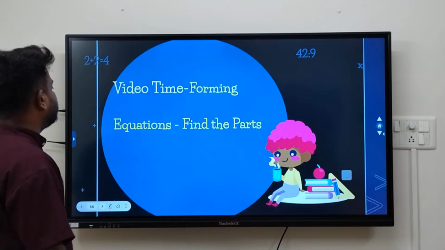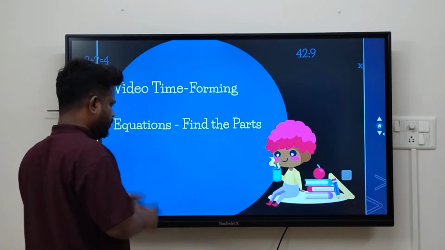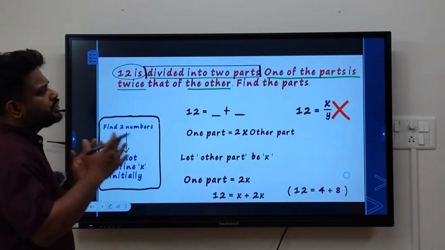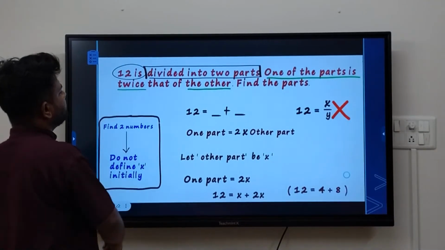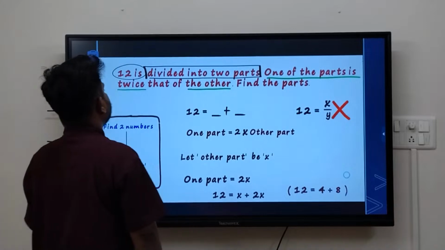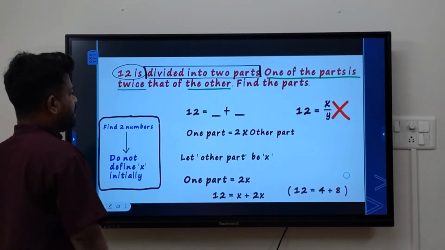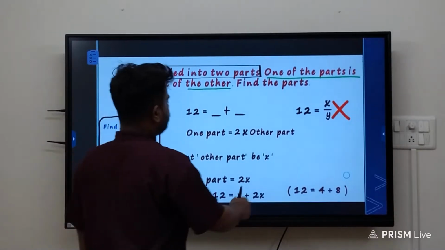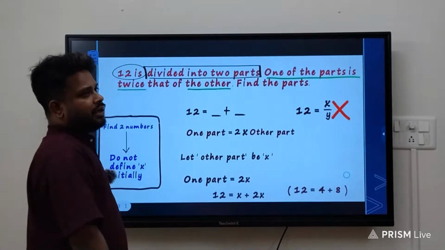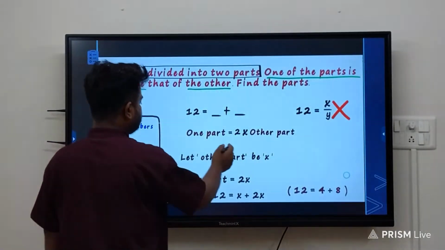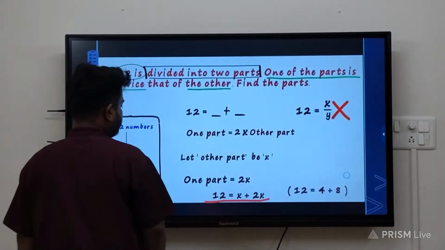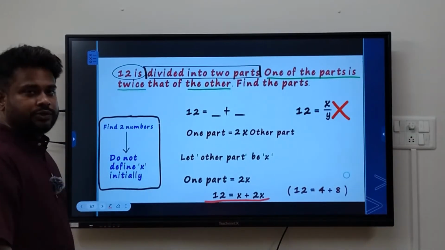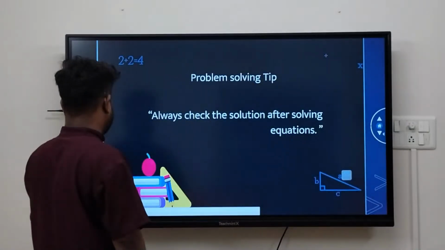Okay, video, forming equations, find the parts. Okay, so I am not playing the video here, but the video's content will be like this. If 12 is divided into two parts, one of the parts is twice that of the other, find the parts. We have to take two numbers like this, like if one is x, then the other part will be 2 into x, that will be 2x. If we add these two to make 12, it will look like x plus 2x equals 12. So 3x equals 12, and the answer will be 4 and 8.